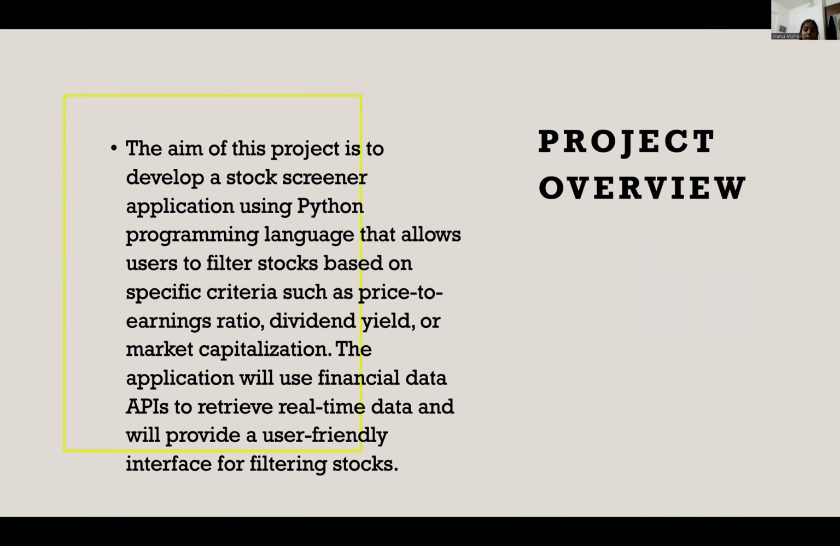Now the aim of the project, or project overview. The aim of this project is to develop a stock screener application using the Python programming language that allows users to filter stocks based on specific criteria. Some criteria that we are going to use here are price to earnings ratio, dividend yield, or market capitalization. The application will use financial data APIs, like here we have used Yahoo Finance.